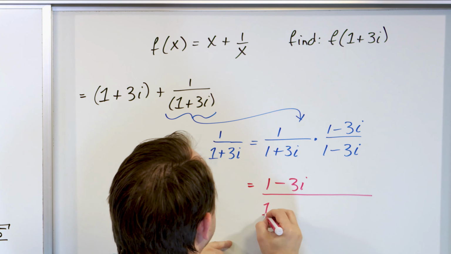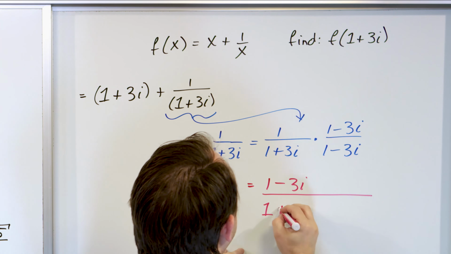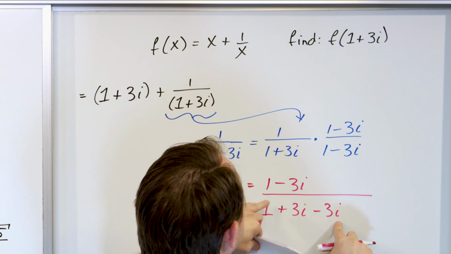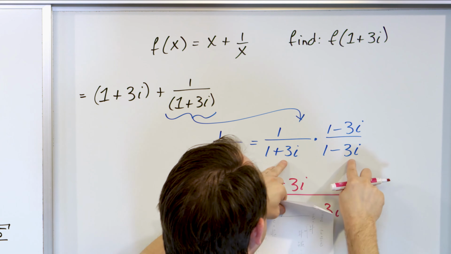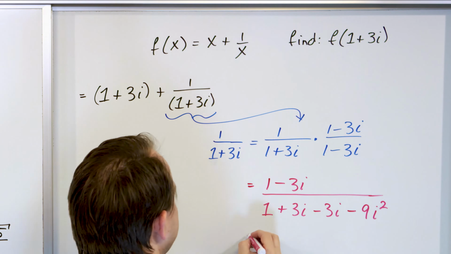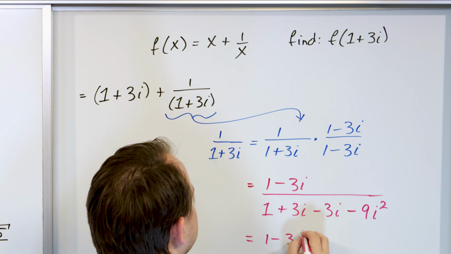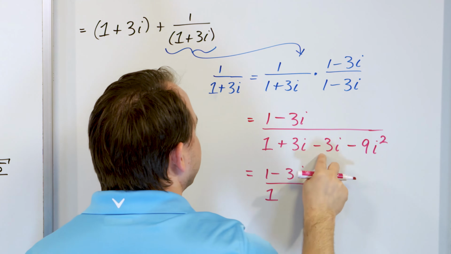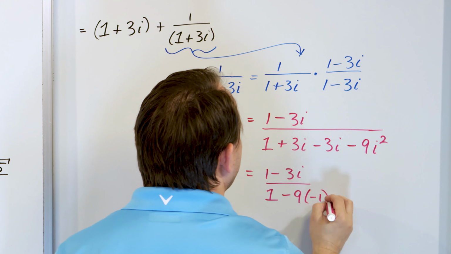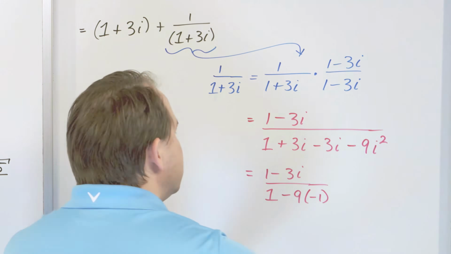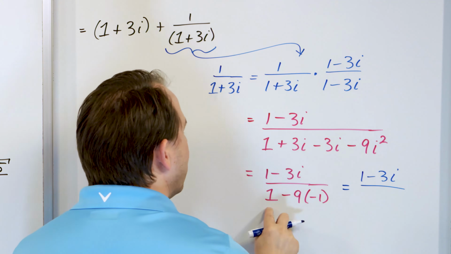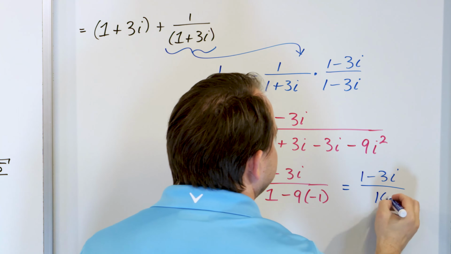We have 1 times 1 is 1. Inside terms, 1 times the 3i is going to give me 3i. 1 times the negative 3i is negative 3i. See our cancellation shaping up. And then negative times positive is negative. 3 times 3 is 9, and i times i is i squared. And then we can simplify. On the bottom, we'll have a 1. This goes to 0. So we have a minus sign, 9, and then i squared gives us negative 1. So now what we have over here on the top is 1 minus 3i, and on the bottom 1 plus 9, which you know is 10.